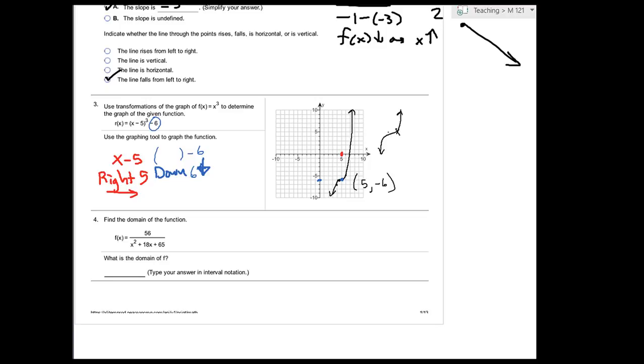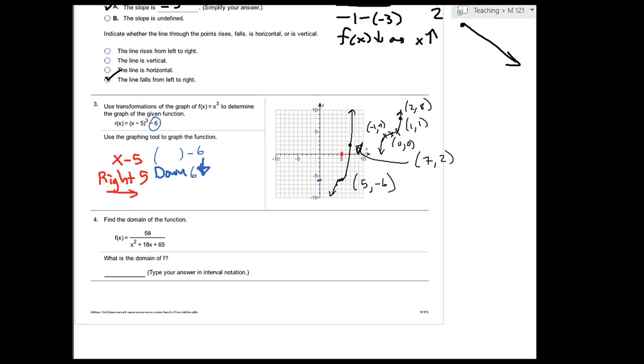And this is the point negative 1, negative 1, the point 0, 0, and the point 1, 1. And then over here it's at 2, 8. So this point 2 away should be up 8. So over 2, so it goes from 5, it should be at 7, 2. Should be on this graph here. 7, 2. Hey, look at that. 7, 2.